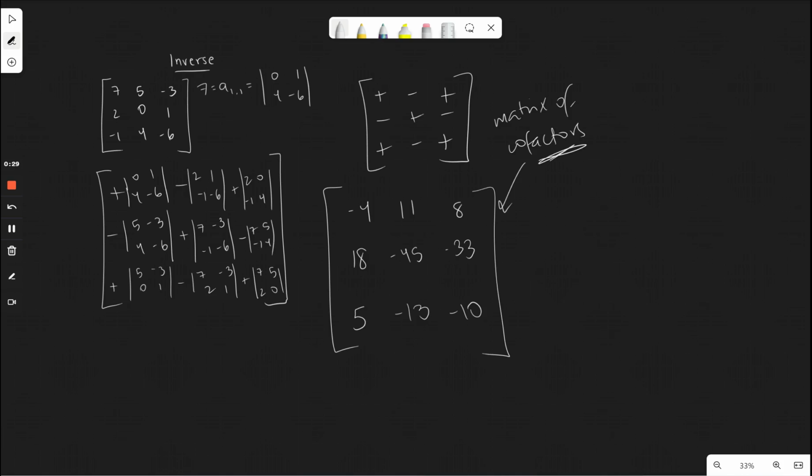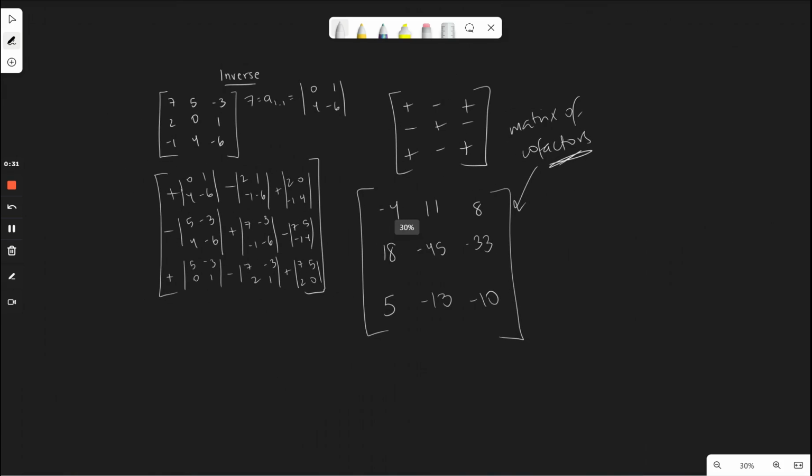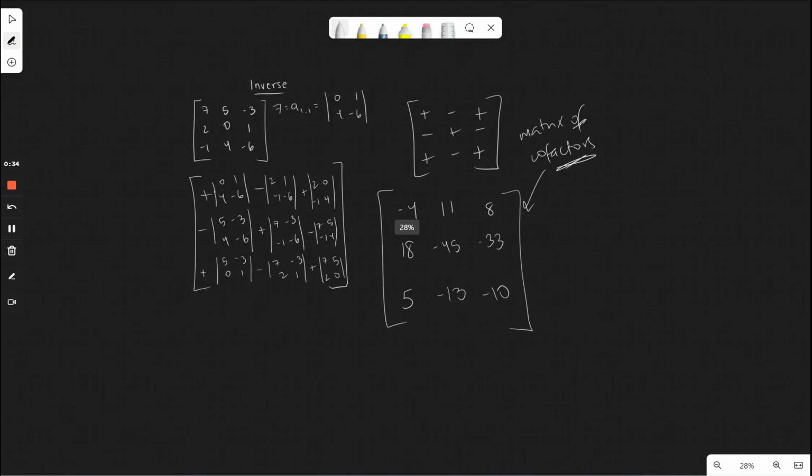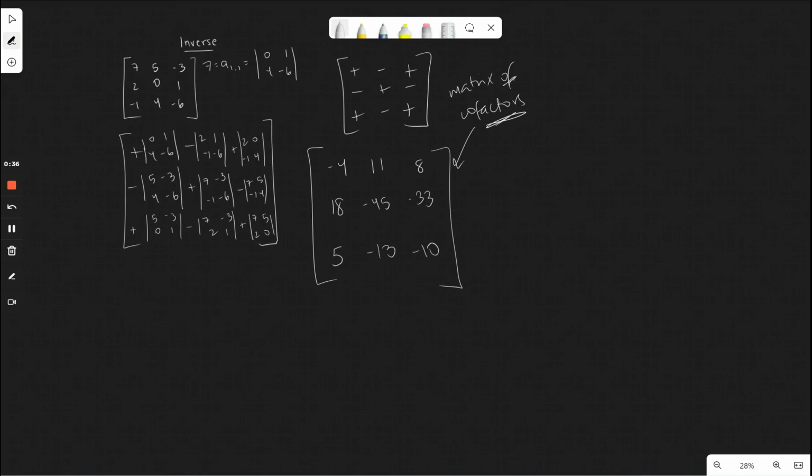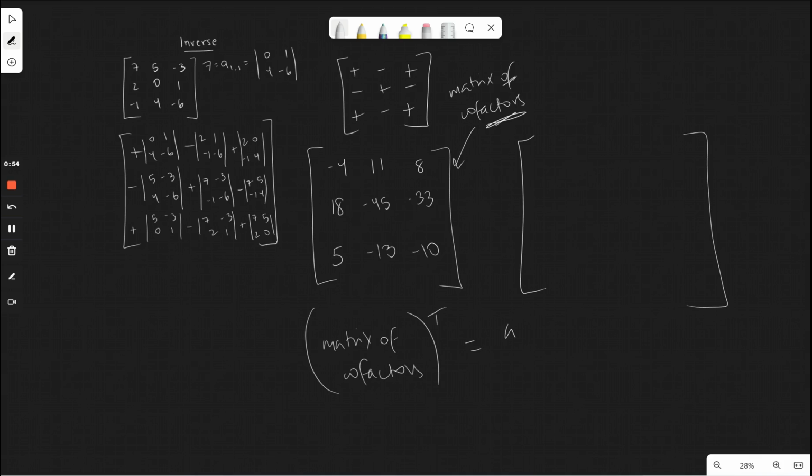Alright, so this right here is our matrix of cofactors, which is important. You should probably know that, because they might ask you that as a question, like, can you find the matrix of cofactors of this? And now all we have to do to find the adjoint or adjugate matrix is take the transpose of the matrix of cofactors. When you take the transpose of that, that's equal to the adjoint, otherwise known as the adjugate matrix, which is what I'll show you right now.